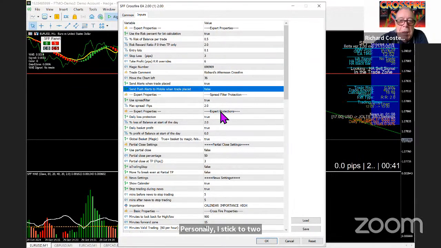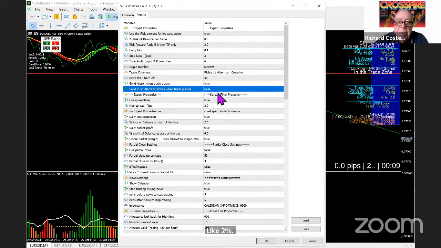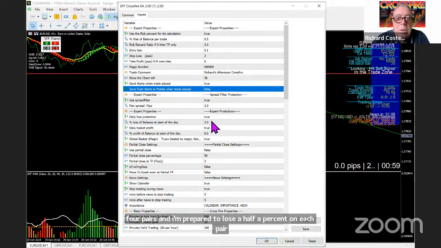The expert protections, these come into play when you're using this one here, the global basket. So by global basket, what I mean is the 4 pairs that I'm looking at this afternoon, they've all got the same magic number, and so my trading assistant lumps them all together for the calculation, and it knows that I'm prepared to accept a total loss of 2% of my balance, and that's because I'm looking at 4 pairs and I'm prepared to lose 0.5% on each pair. Total 2%.